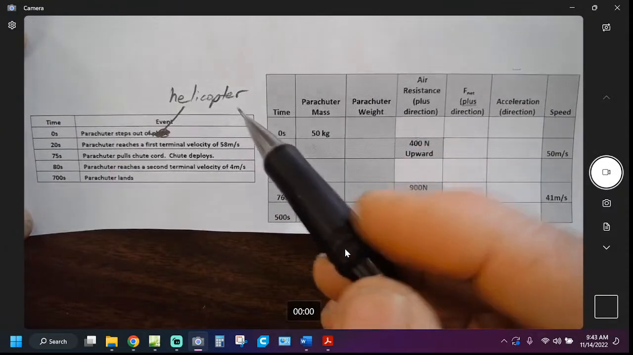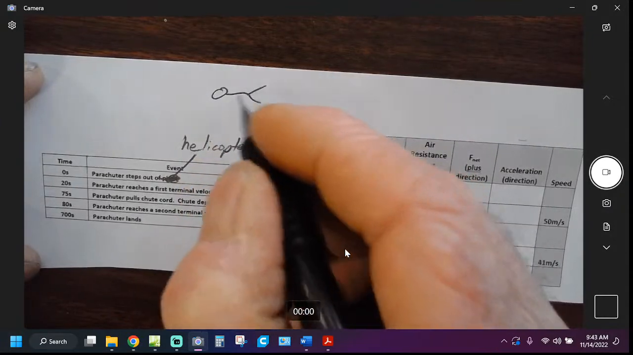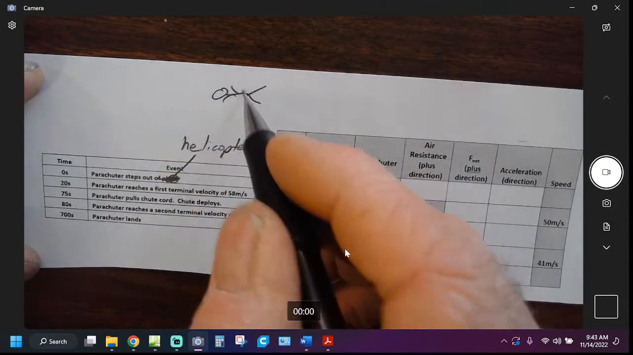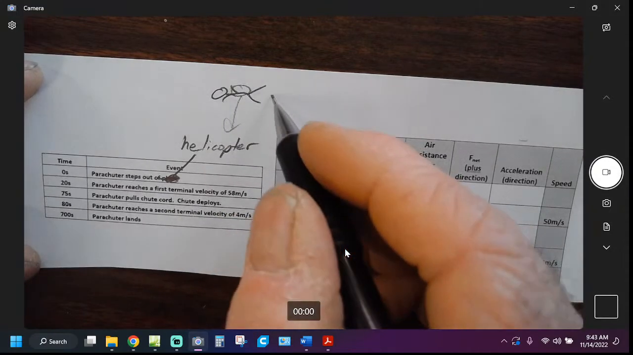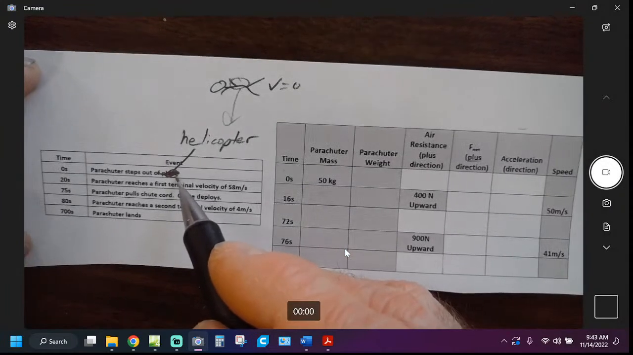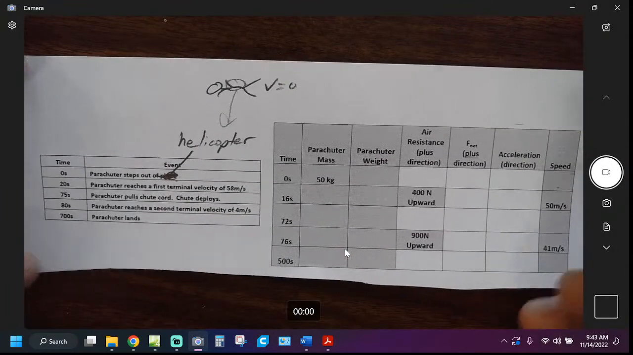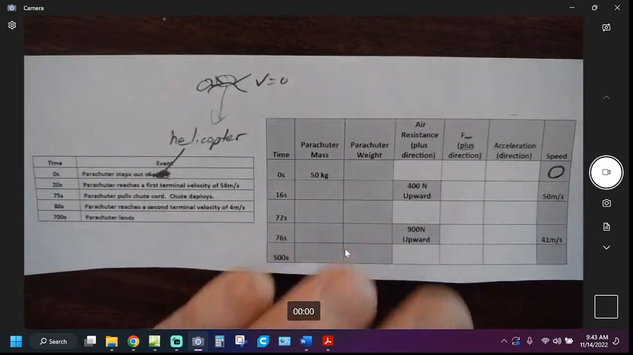So what I intended is to say we've got a person who steps out of a plane and then begins to fall. So their velocity in the beginning is 0. But if it's a plane, you're not really going 0, so you really wouldn't know what the speed is. But with this helicopter, we know the speed's 0.